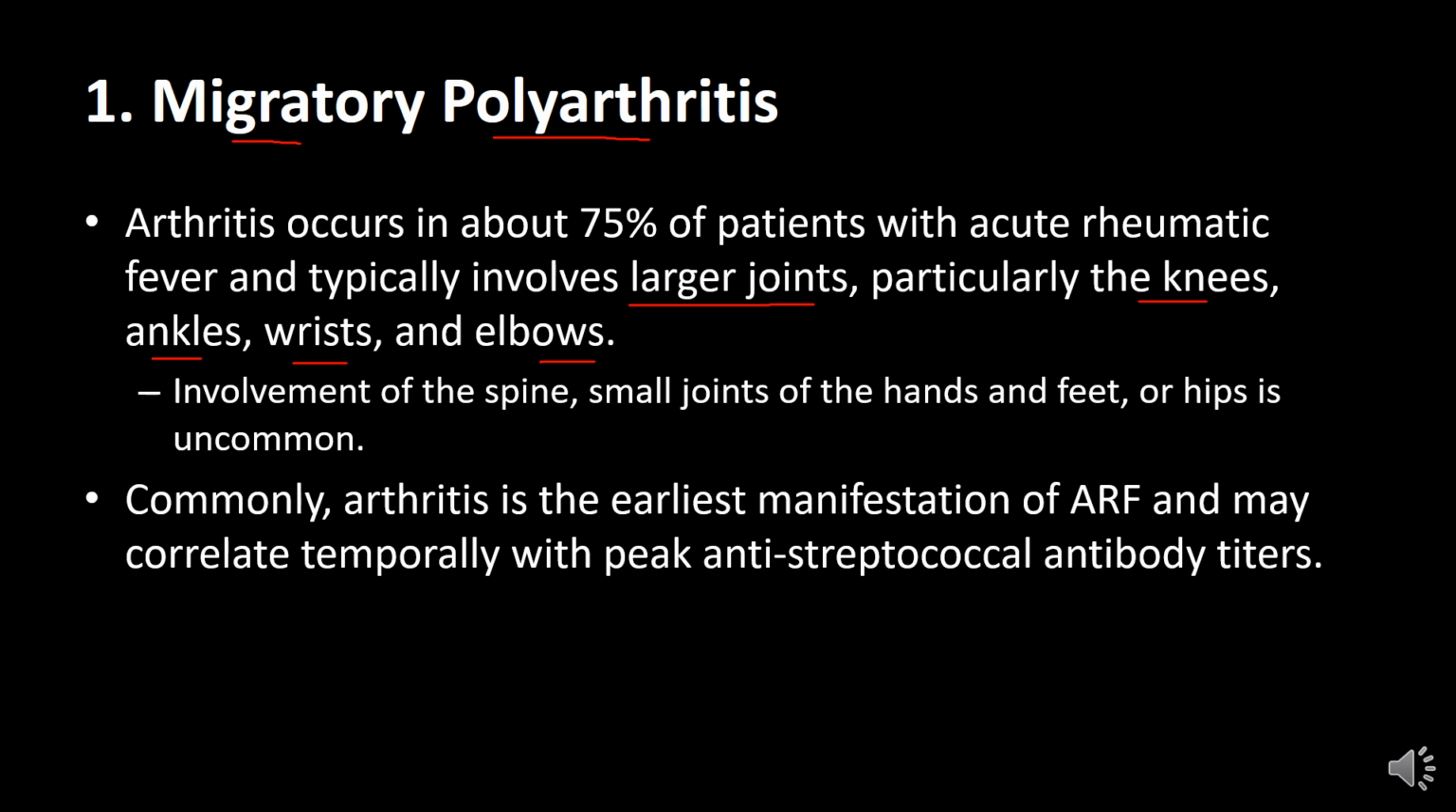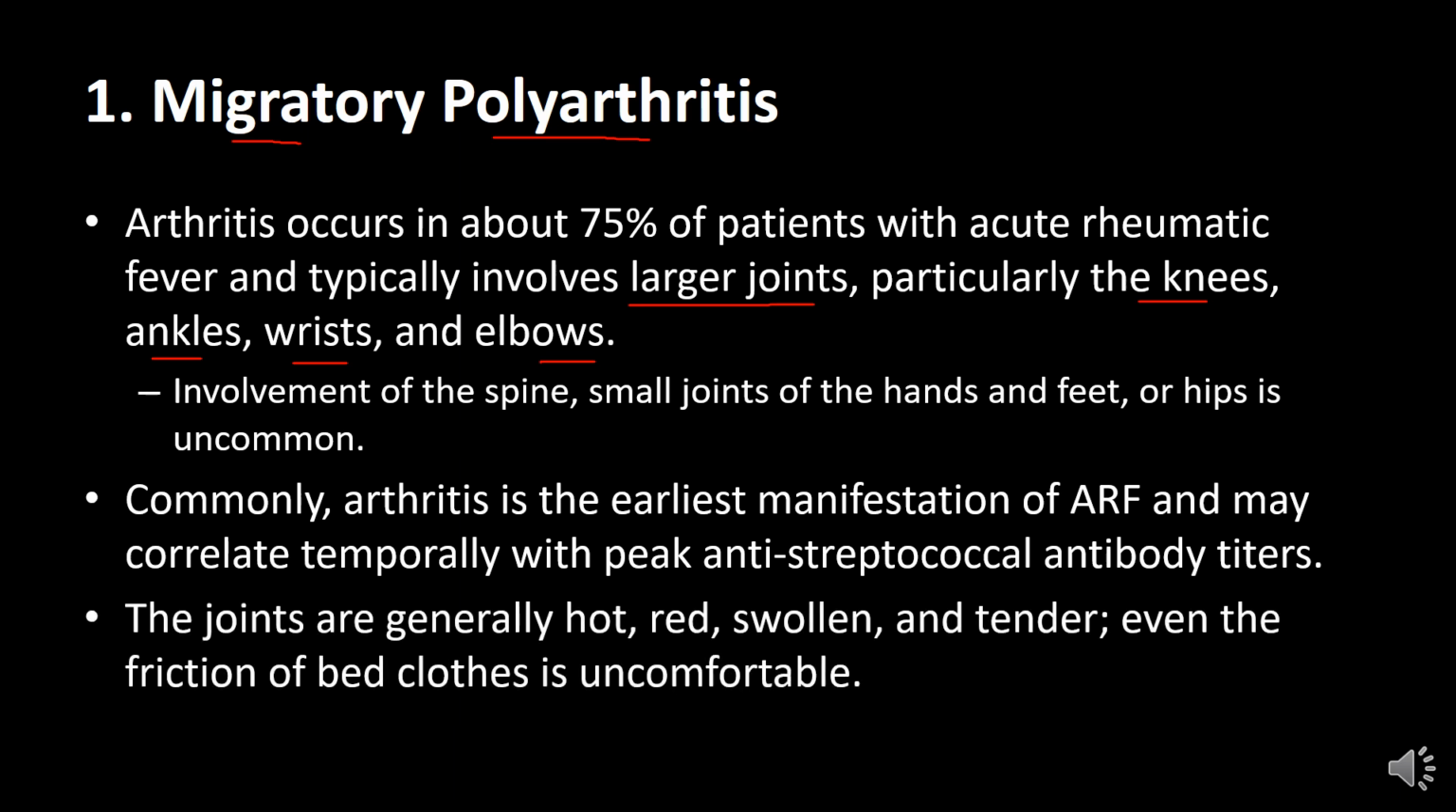Like I said, it will be the commonest manifestation in children who present with rheumatic fever. And it is usually the earliest manifestation of acute rheumatic fever. It will usually correlate with the peak anti-streptococcal antibody titers. That is to say, when these children present with rheumatic fever, particularly the polyarthritis, at that time the anti-streptococcal O titers are usually at their highest, at their peak. So if you do your antibody titers at that time, you are likely to get a positive result.